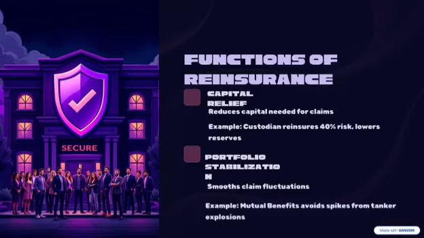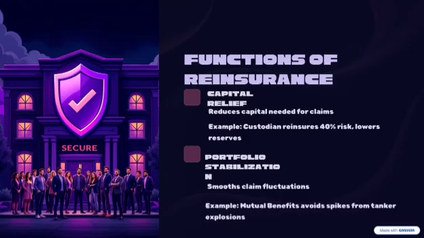Functions of reinsurance. Reinsurance serves several important functions in the insurance industry. Number 1, we have capital relief. Now, reinsurance allows insurers to reduce the amount of capital they need to set aside for potential claims. For example, if Custodian and Allied Insurance has 1 billion naira in policy but has reinsured 40% of its risk, it might only need to keep 600 million naira in reserve instead of the full 1 billion naira.